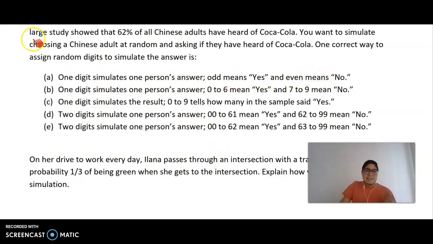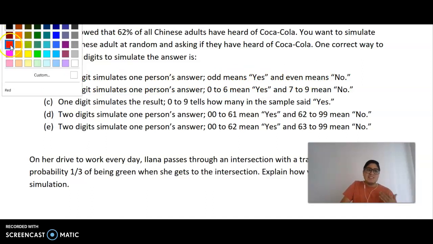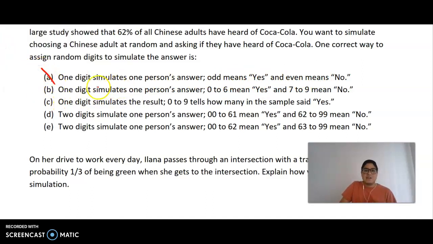Well, that puts me into a binary. That's only going to be yes or no. That's not going to give me 62%, so that's out of there. And here we have 0 through 6 is yes, and 7 through 9 is no, but that's going to give me a 70-30 split. And again, I'm after 62%.